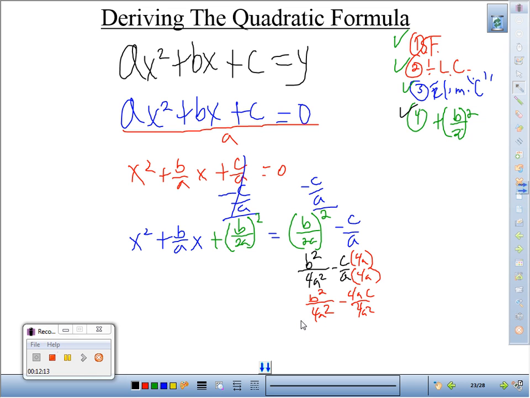Now we can write it as one fraction. What is our common denominator? 4a squared. Ah, my goodness, this fly really bugs. B squared minus 4ac. And now we can bring everything else down. X squared plus b over a x plus parentheses b over 2a squared.